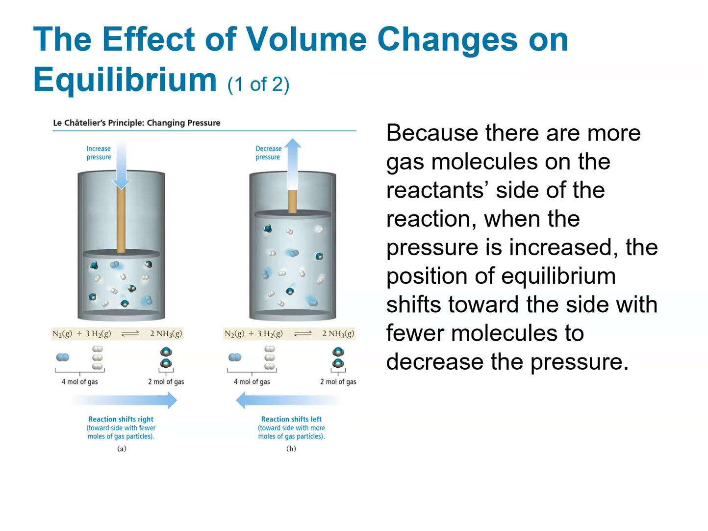So here's a diagram kind of demonstrating what we've been talking about. Let's say we have a scenario here on the left where we have 1 equivalent of nitrogen gas plus 3 equivalents of hydrogen gas in equilibrium, forming 2 equivalents of ammonia gas. So here on the reactant side, we have 4 moles of gas, and over here on the product side, we have 2 moles of gas.